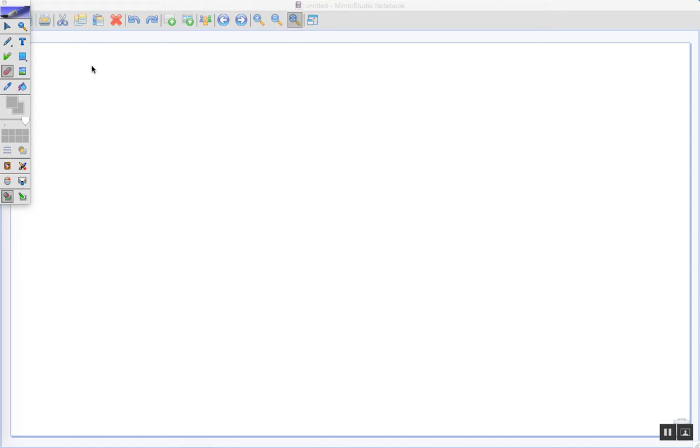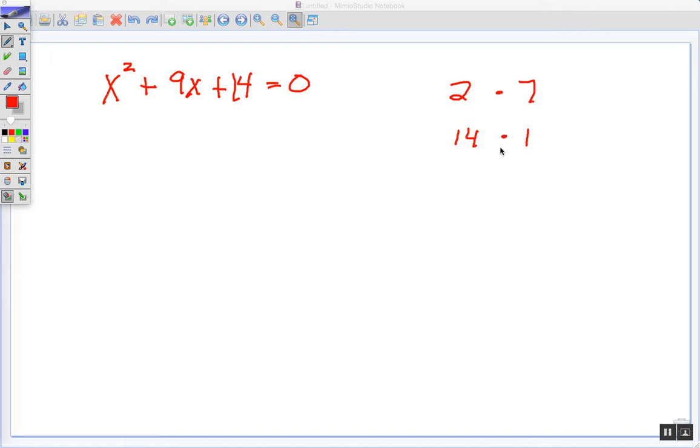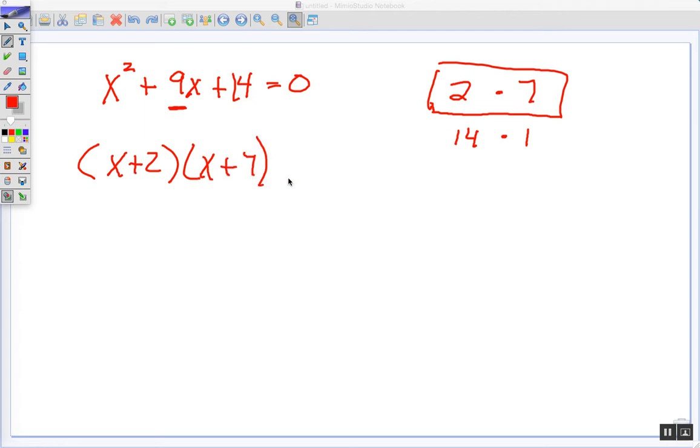Alright, let's go ahead and practice a few of these. Let's say we have x squared plus 9x plus 14. Again, step 1, identify the factors of your C term. In this case, 2 times 7 and 14 times 1. Which of these factors, when added, give you your B term, which is 9? 7 plus 2 gives us 9. So we know our factors are x plus 2 times x plus 7.